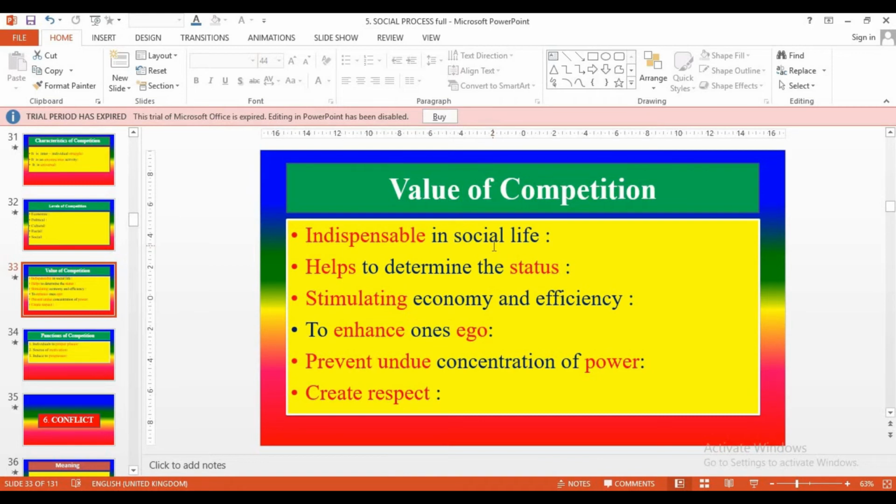Second, helps to determine status, which means through competition we can identify our efficiency, and according to our efficiency and ability, we can gain status in this society. Third one, stimulating economy and efficiency, as we have discussed. Healthy competition stimulates people and organizations, improving their efficiency and performance. Stimulation means motivating people. Fourth one, to enhance ego. Ego means reality, to identify the reality of life.